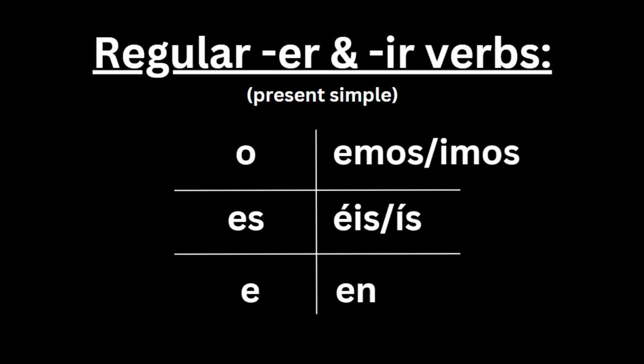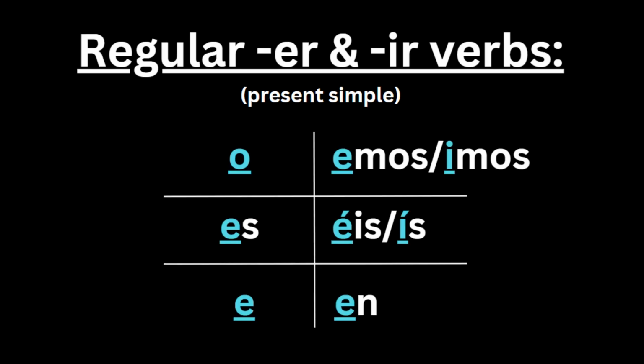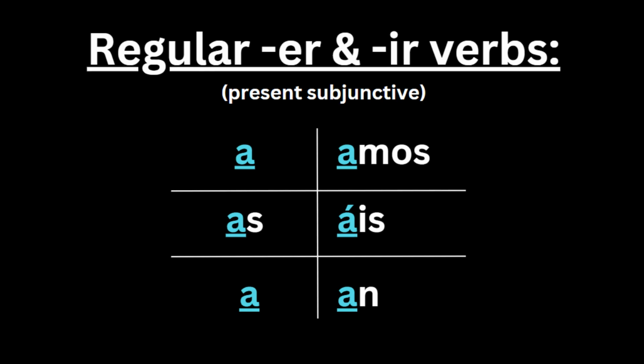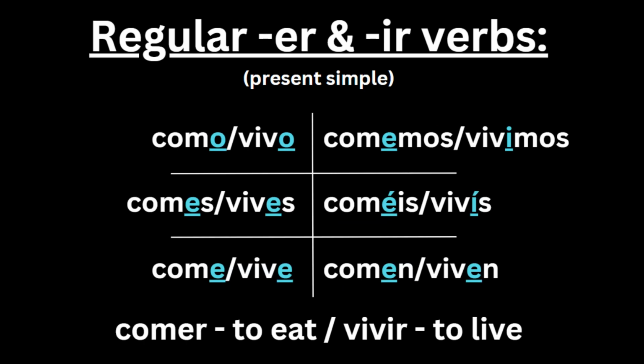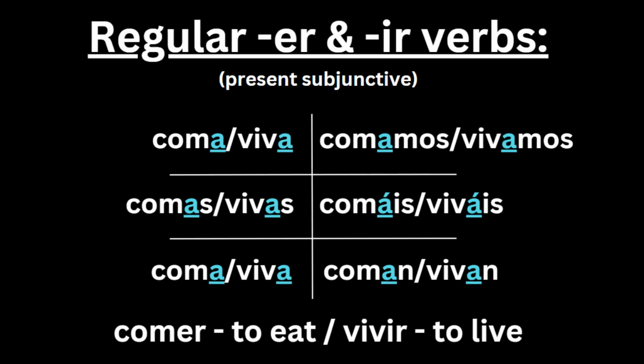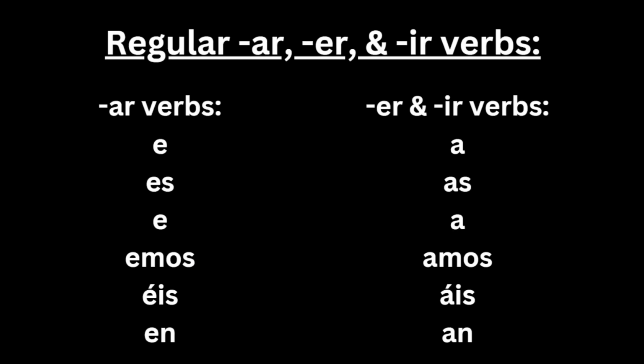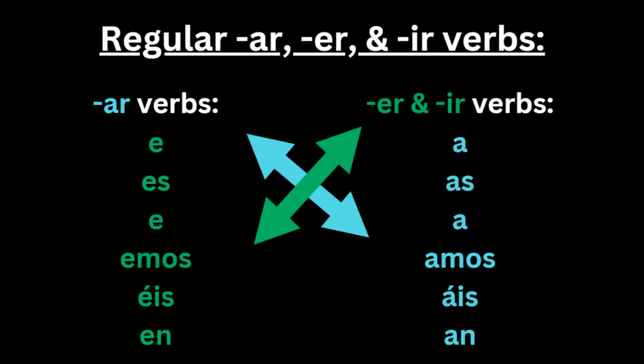For regular ER and IR verbs, you keep the same ending as you would in the present simple, but instead of having an E or I, we need to change the vowel to A. Taking the verbs comer and vivir in the present subjunctive, we have to change only one vowel. Yo coma or yo viva means I eat or I live, tú comas or tú vivas means you eat or you live, and so on. That's how regular ER and IR verbs work in the present subjunctive. And if you take a closer look, you can probably tell that only one letter changes in these verbs, so it's basically a switch between the types of verbs.